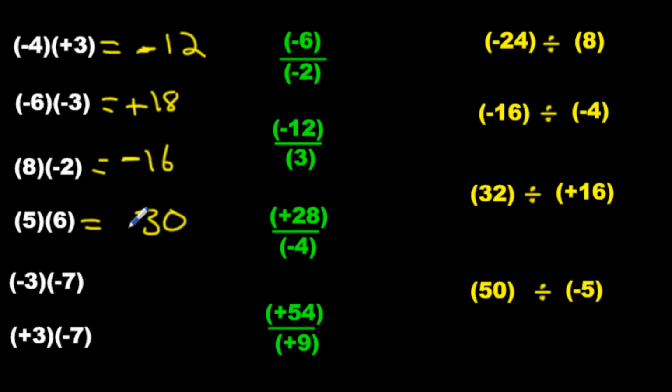If you write it, great. If you don't, we assume it's positive. 3 and 7, 21. Negative and negative: two bad guys make happy. Here we have 21 again, but the signs are different, so it's negative.